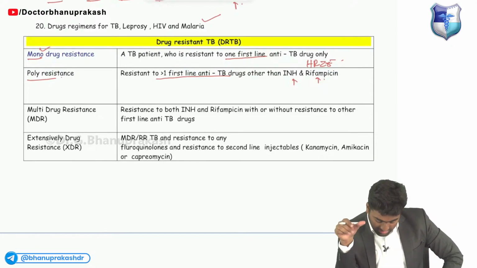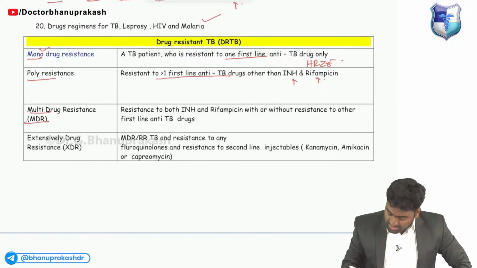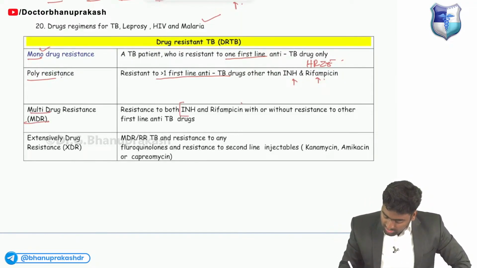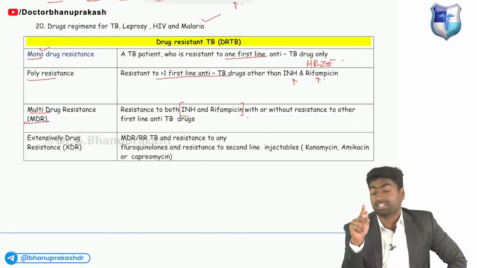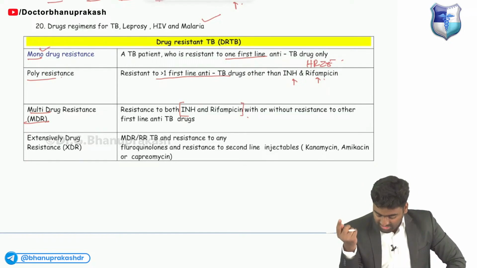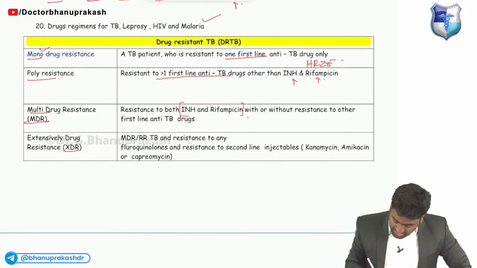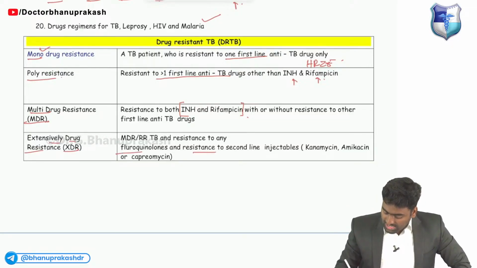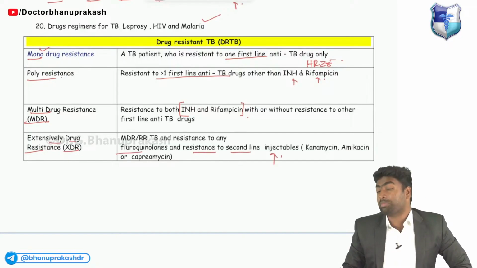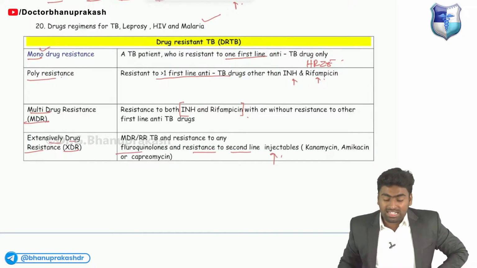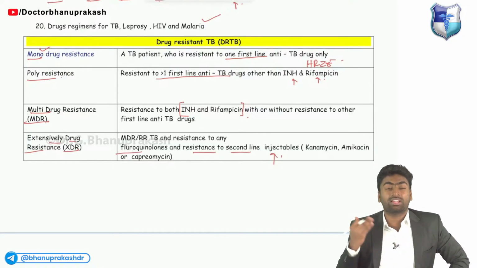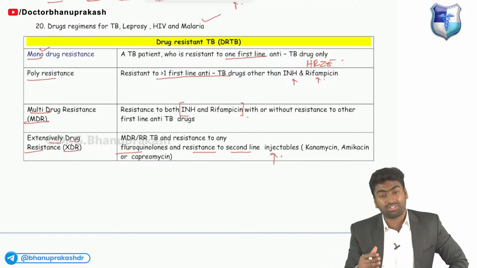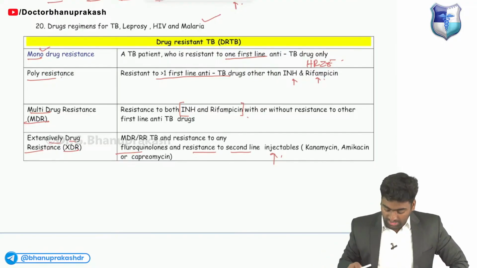It is known as rifampicin resistance. Then multi-drug resistance means resistance to both isoniazid and rifampicin. It is two drugs, but we call it multi-drug resistance, fine. Then extensively drug resistant means resistance to any fluoroquinolone and to the second-line injectable drugs. Okay, previously we used second-line injectable drugs, and if there is resistance to them, we call it extensively drug resistant TB, fine.